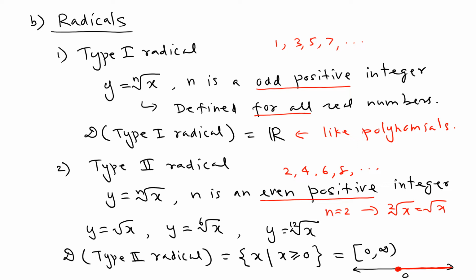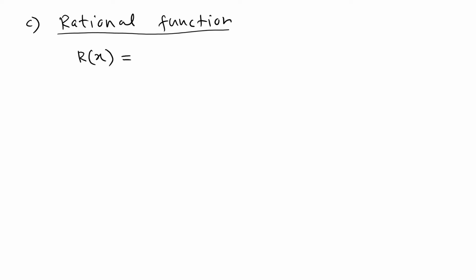So let's talk about the next one, the rational expressions. We normally call it the rational function. So what's a rational function? When you have the ratio between two polynomials, if you write R(x), it is a ratio between two polynomials.